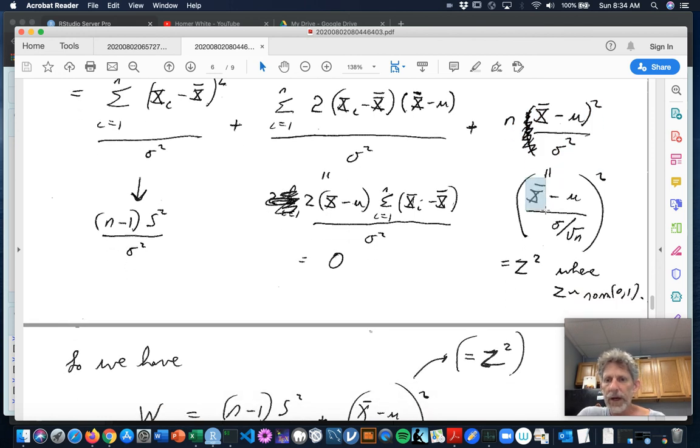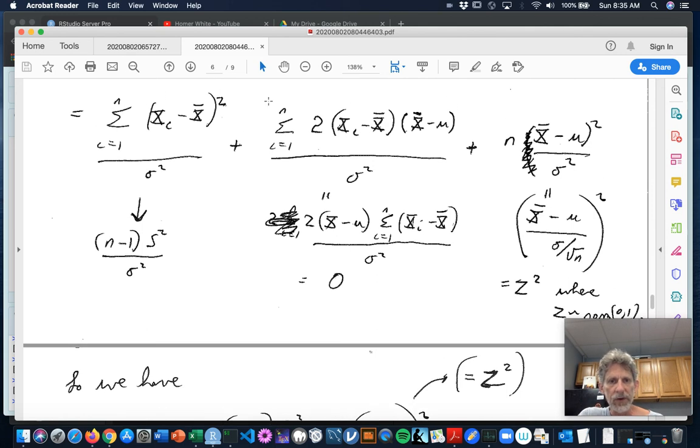Well, remember x bar is normal with mean mu and variance sigma squared over n. So I'm taking x bar and I'm subtracting off its mean and I'm dividing by standard deviation. I am creating a standard normal and I am squaring it. So my result, this stuff here, is the square of a standard normal. Wow. Okay, now what about this hard stuff?